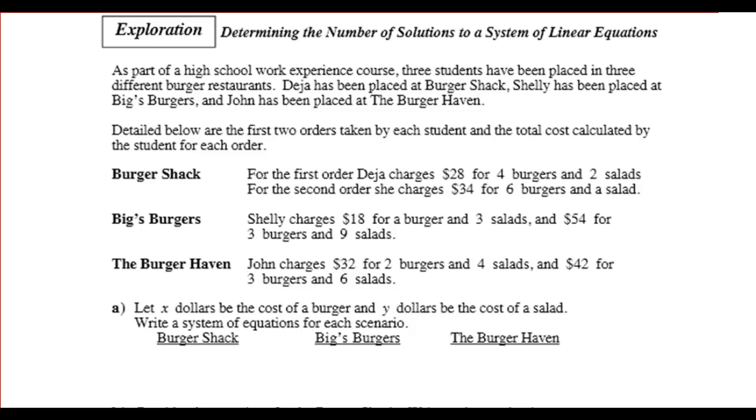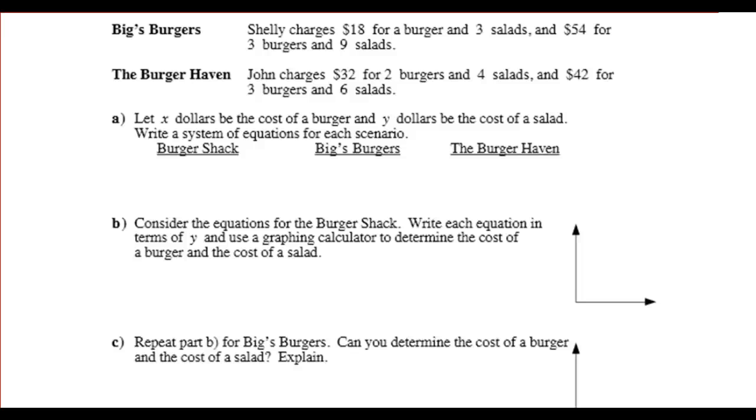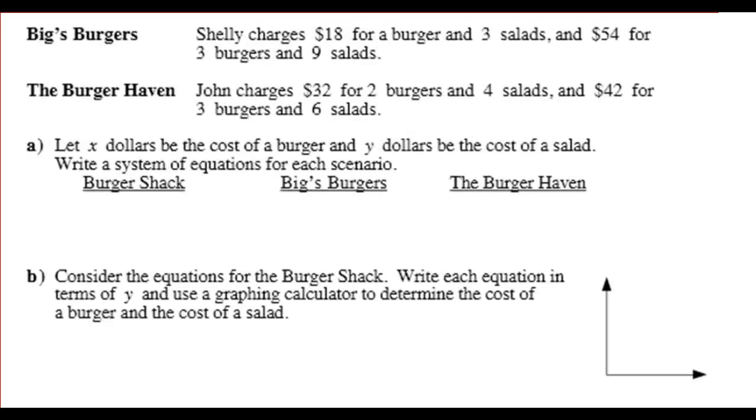So the goal here is to determine how much a burger costs and how much a salad costs at each restaurant. The way we do this is, let me just blow up the screen a little bit. We're going to use some labels here, variables, to represent our burgers and salads. The most common ones we always see are X and Y: X is going to be the cost of a burger, and Y is going to be the cost of a salad.